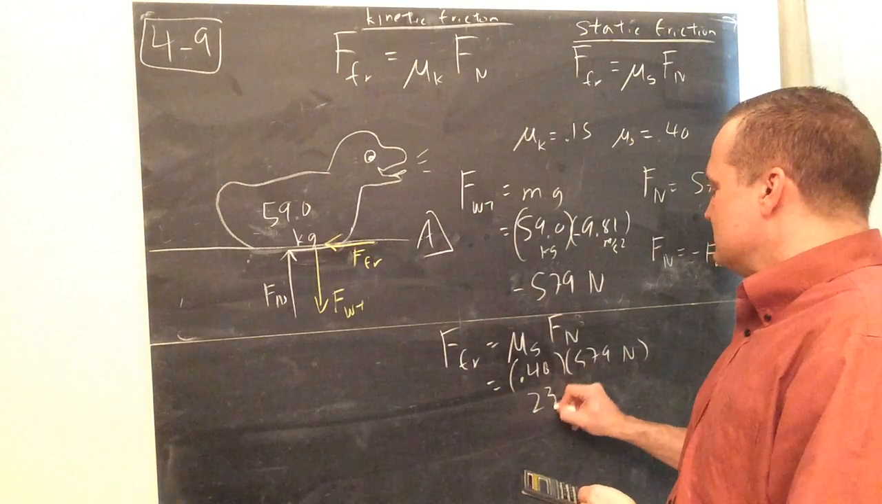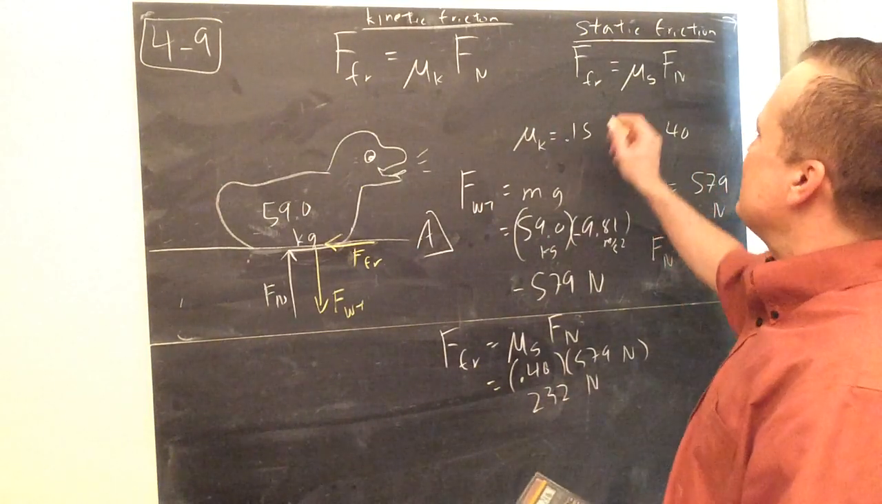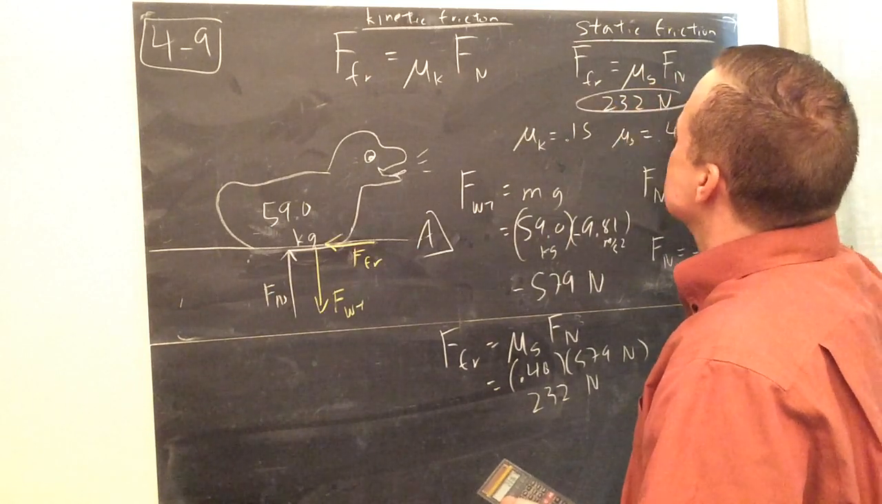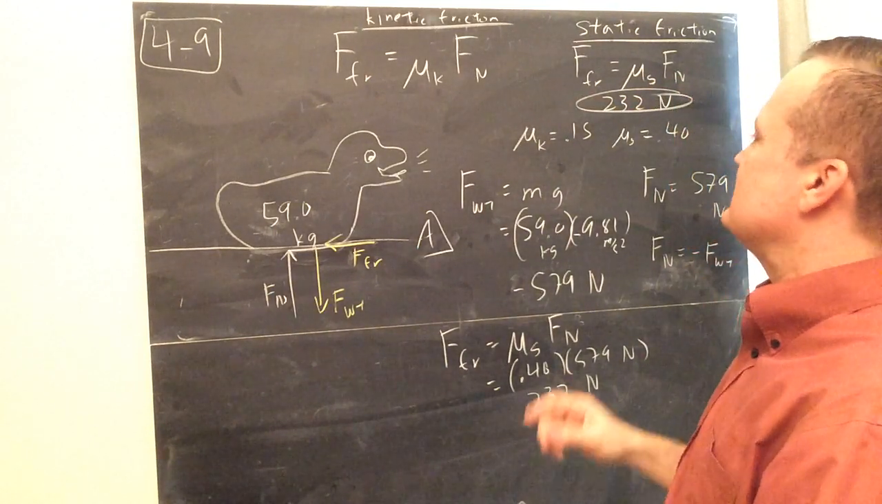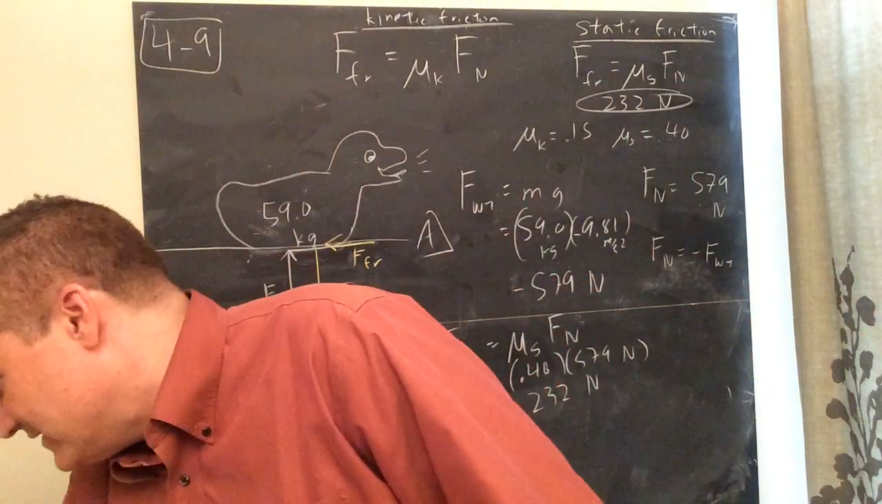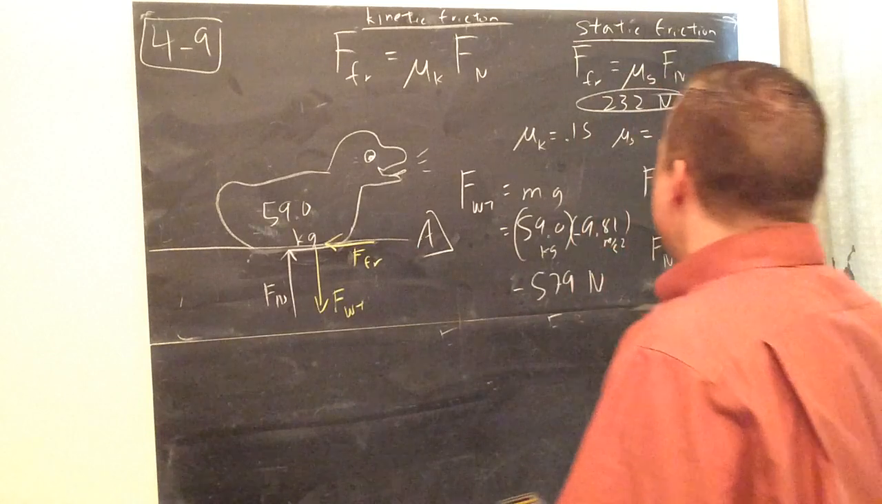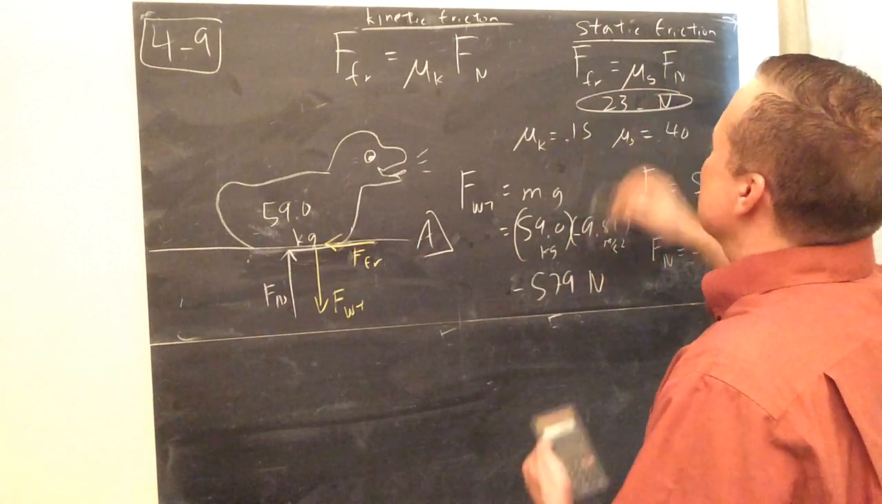232 newtons. So the static friction is 232 newtons. That's how much force is needed to start Happy in motion. 232. Actually 230 if I do my sig figs.